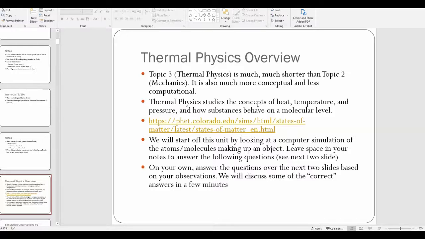Okay, and so topic 3 is called thermal physics, and basically we're going to be looking at the concepts of heat, temperature, pressure. We'll be talking about ideal gas law later. We'll be talking about specific heat, latent heat, phase changes, and things of that nature. And so we're going to start off this unit by taking a look at a simulation of the atoms or molecules making up an object.